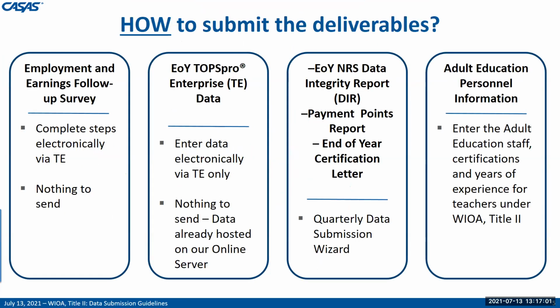All right, so how do we set deliverables? For the first employment and earnings follow-up survey box that we have here, you basically just need to complete all of the steps that we need to do electronically via TOPSpro Enterprise, which is to send the employment and earnings follow-up survey to those people who were identified as exiters in the corresponding quarter. So there's really nothing to send with this deliverable as long as you have complied with sending the employment and earnings follow-up surveys to all those students who were selected as exiters.